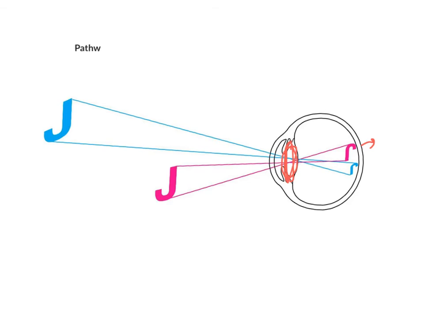So the pathway goes through the cornea, then through the aqueous humor, then the pupil, the lens, then the vitreous humor, eventually ending on the retina. Okay, so you should know that as we go forward.